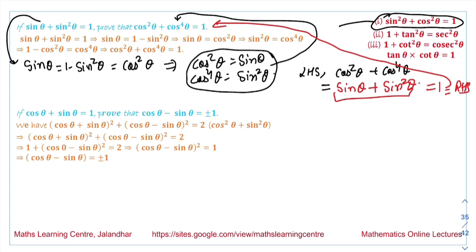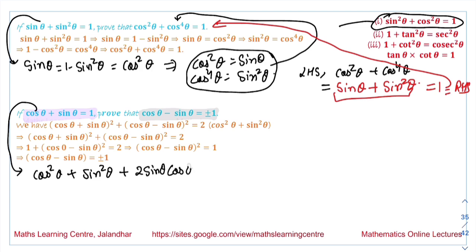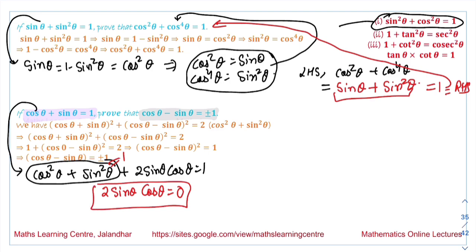Now next we have, if cos theta plus sine theta is equal to 1, then we have to prove that cos theta minus sine theta is equal to plus minus 1. So from this equation, if we square the values, we get cos square theta plus sine square theta plus 2 sine theta cos theta is equal to 1. This whole term is equal to 1. So we get 2 sine theta cos theta is equal to 0.